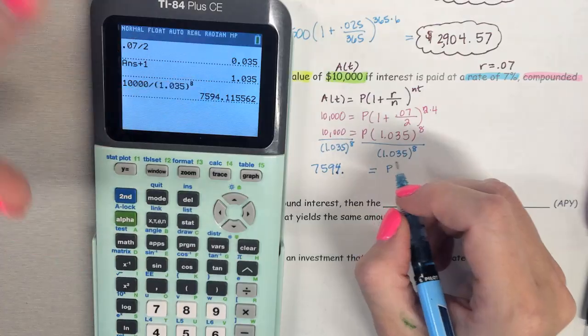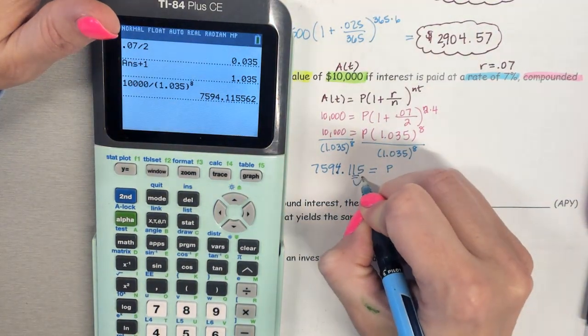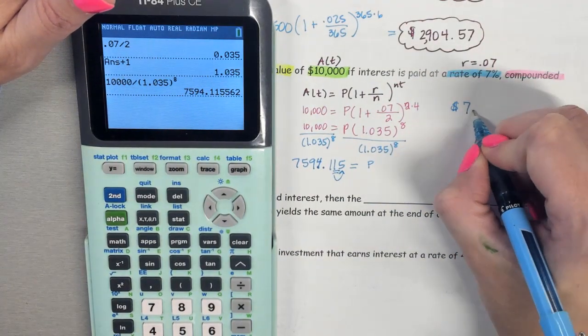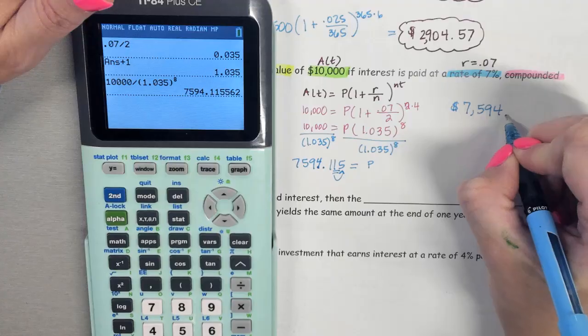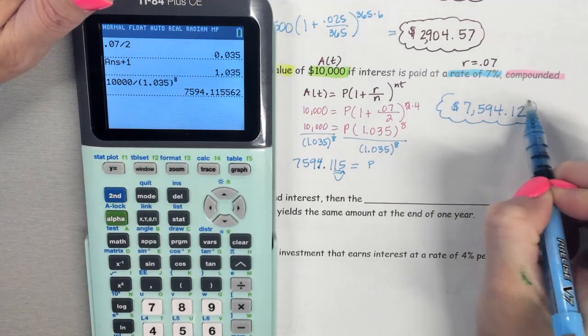Okay, and then this is 115. So when you're doing this, you have to look at this to decide what to round to. So it's $7,594.12. That's what it is rounded.